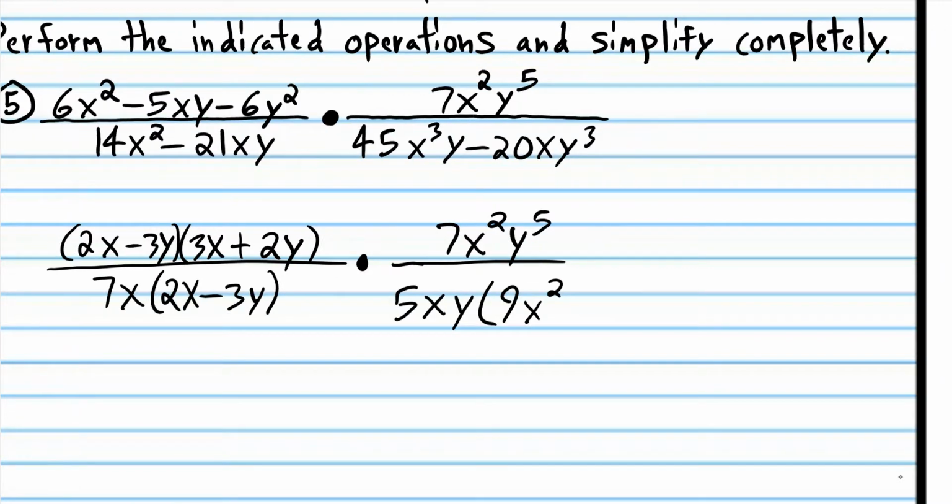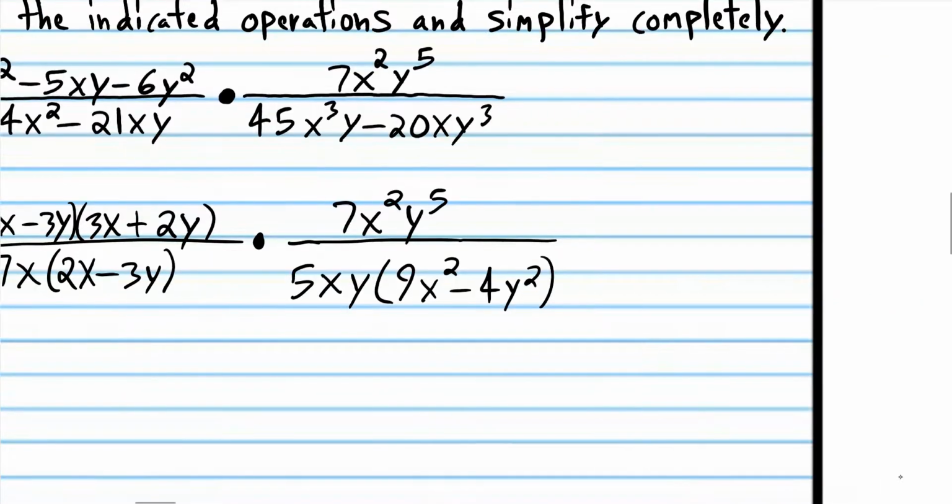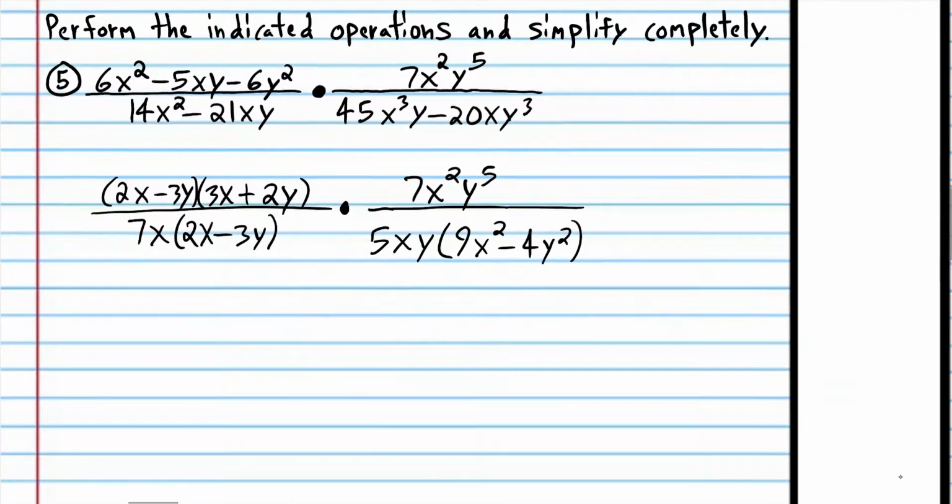And then we have minus 4y squared, so on and so forth. So again, to see why that works, you just take 5xy and multiply it into 9x squared, and you should get 45x cubed y.